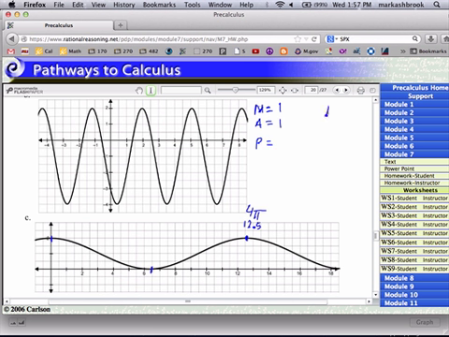So again, our argument. When the input reaches the period, the argument needs to reach 2 pi. So the value of b is 2 pi over 12.5.